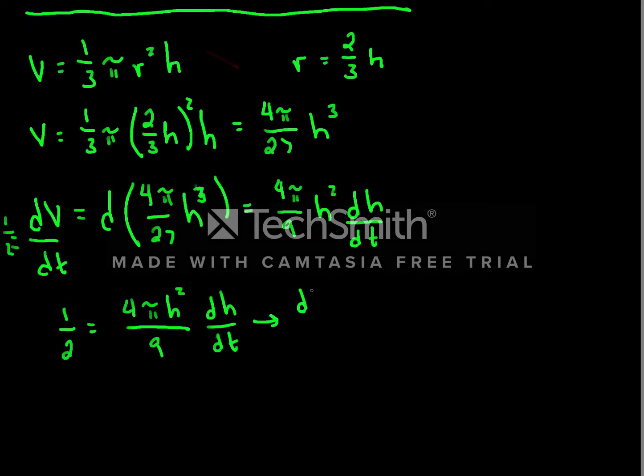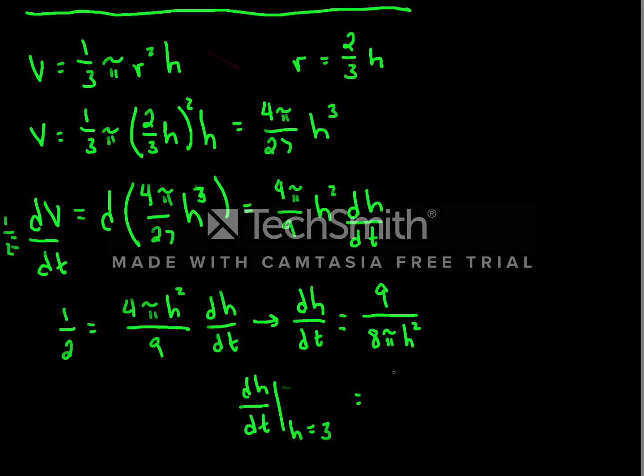Which tells me that dh/dt is equal to 9 all over 8 pi h squared. And so dh/dt, when h is equal to 3, would be equal to 9 over 8 pi times 3 squared, which is 9, and we get 1 over 8 pi inches per second. So same answer, that's good. Means that that's a good double check.